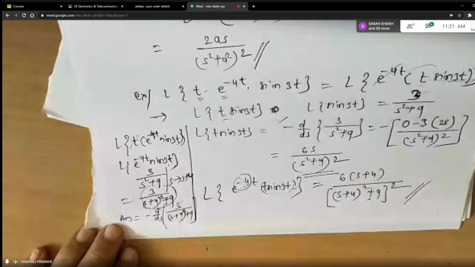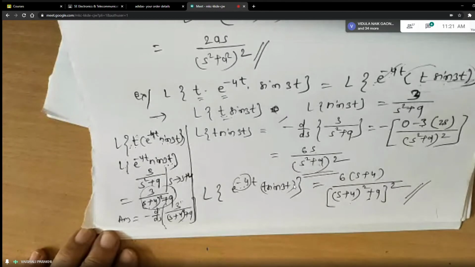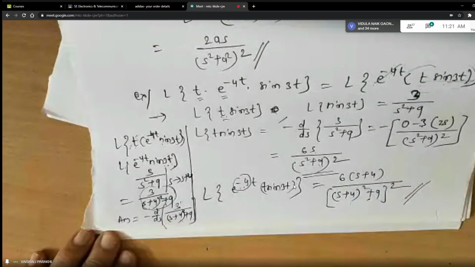Followed? So both ways you are going to get the answer, either using first shifting property first or multiplication by t property first. But this will be more compact. Okay. Understood, Jeffin? Yes, ma'am. Okay. Any other doubts, students? You can ask your doubts.